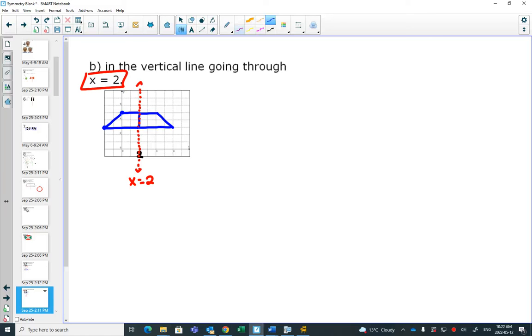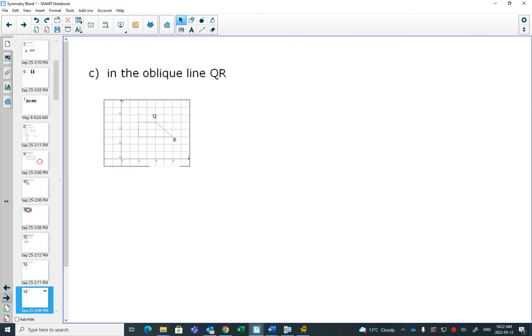How did you do? So the last one, if you want to reflect it over QR, here's Q, here's R. There's your dotted line. Here's your original picture.